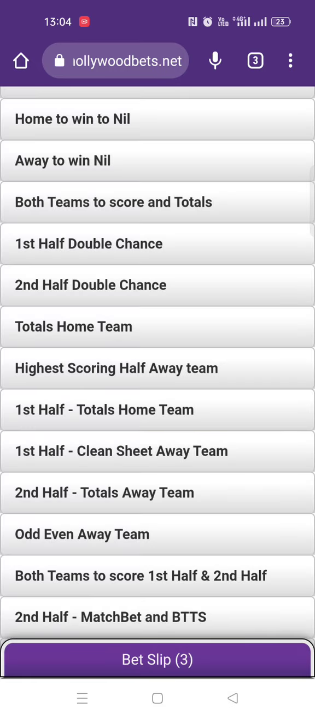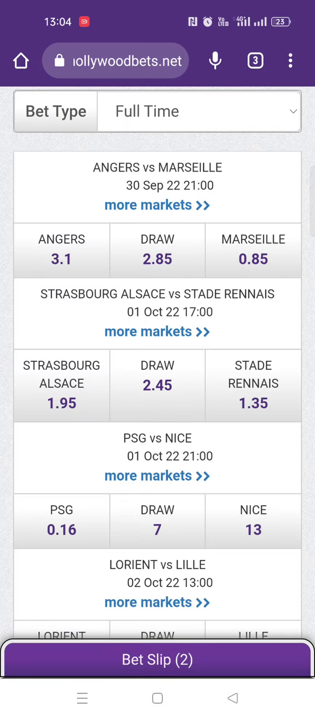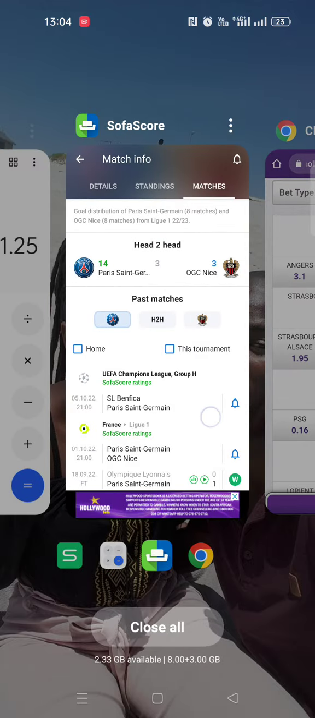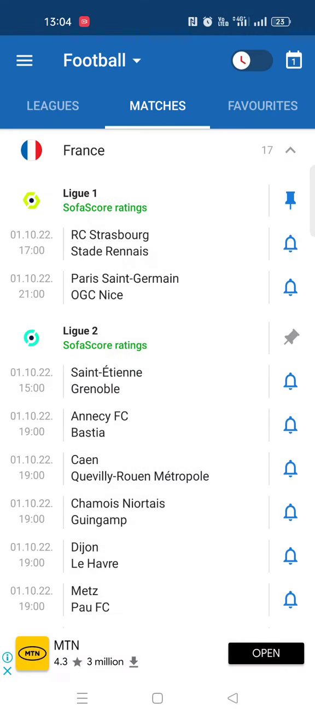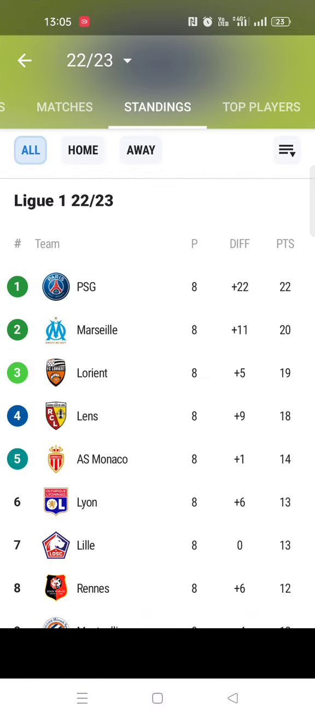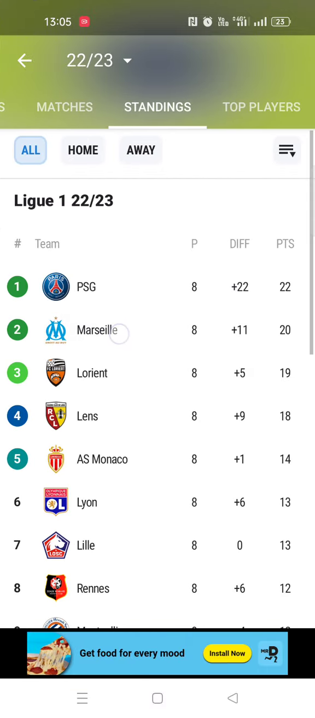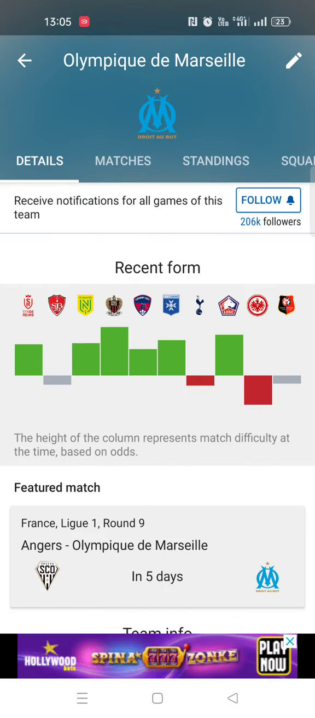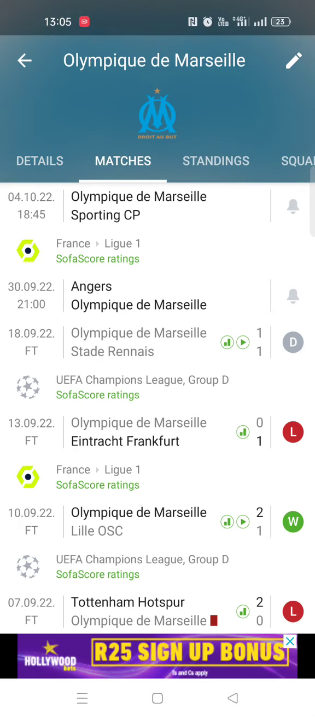I will go to the last team now because the video is already long. I don't want this video to be long. So one last team that I've observed, it's also from League One. Look at this team. It's number 2. They've been challenging the league, these guys. And I think they will challenge the league this season. And they've been winning. Look at Marseille. This Olympique de Marseille. Look at their matches.